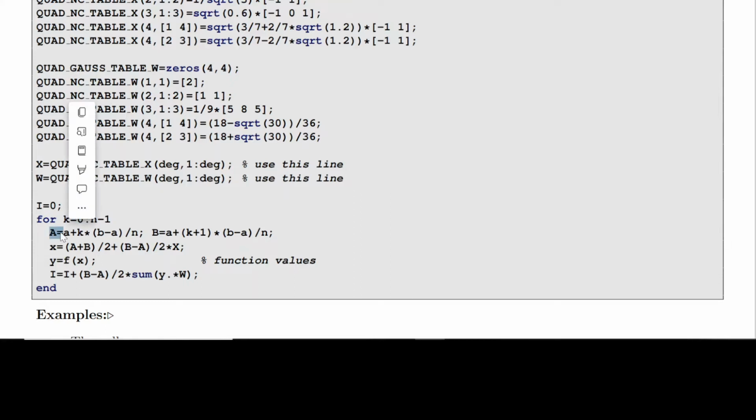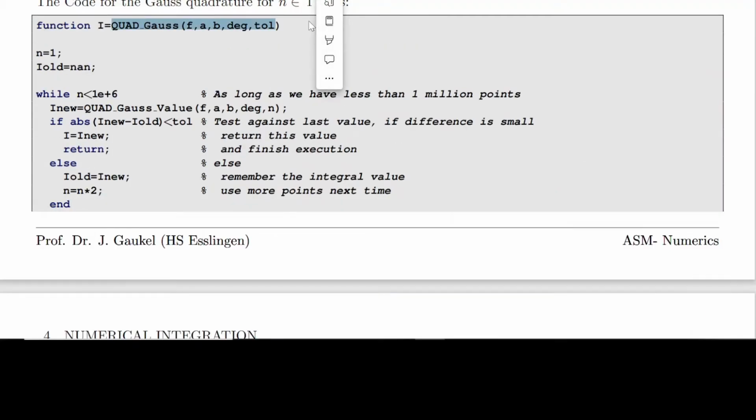A is the start of the interval we are dealing with, and B is the endpoint of the interval of that part. And then these are the evaluation points, and these are the function values. And then we apply the rest of the formula. We multiply the function values with the weights, and then we scale by interval length divided by 2. And here we sum up for each part, and so we get our value. And this is our standard code. It's the same as it always was, except for that line. So that's how we implement the Gauss quadrature.